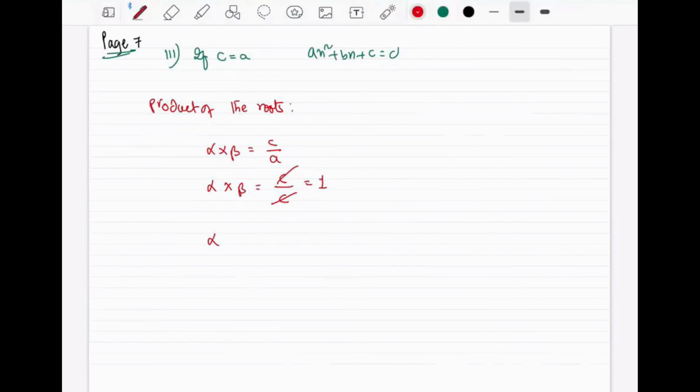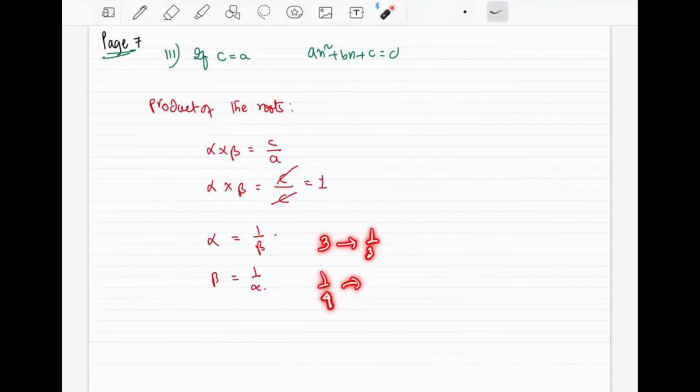So if I found out alpha, we will get 1 by beta. If you do transposition, if you take beta to the other side, then alpha will be 1 by beta, right? Same thing, if you find out beta, alpha will come below 1, so beta will be 1 by alpha. What this condition means is that the two roots are reciprocal of one another. If you obtain one of the roots as 3, the other will be 1 by 3. If you obtain one of the roots as 1 by 4, the other, if you take the reciprocal of 1 by 4, will be 4, right? For this specific condition, if c is equal to a.